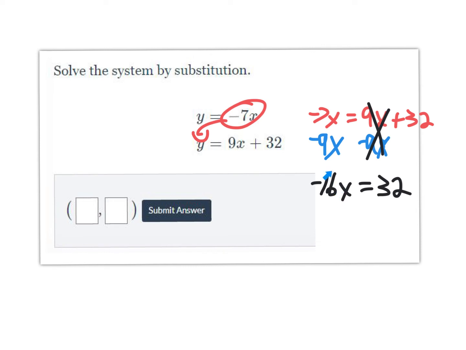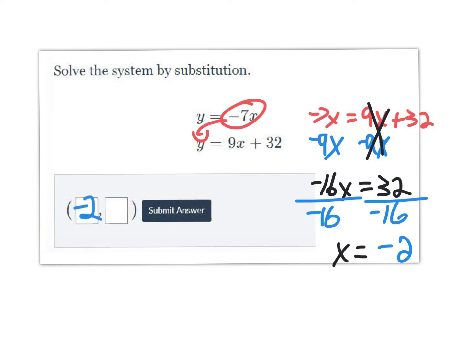If the variable is being multiplied by negative 16, you will use the inverse operation of dividing by negative 16. Because negative 16 divided by negative 16 gives you 1x on the left side, but remember we have to divide everything by negative 16. And when you divide 32 by negative 16, you get negative 2. So we know the x value is negative 2.